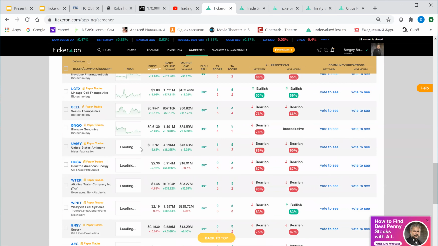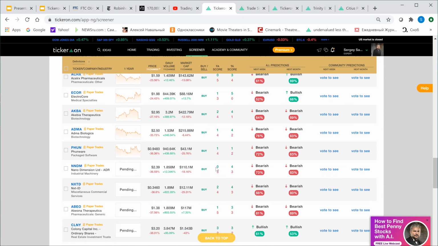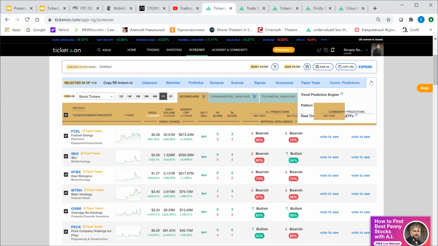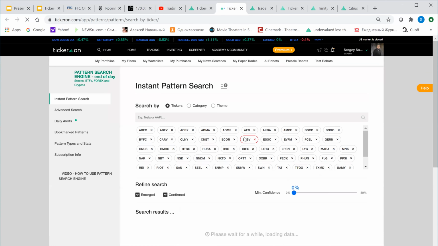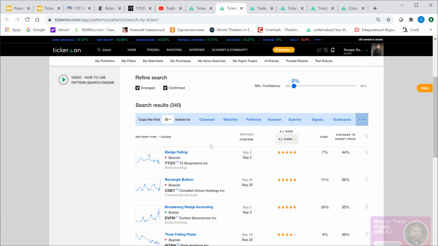So you see, that's a lot of action. Now I can load more. Okay, so now I have buy, and now I click here, and you see my blue bar becoming active, and I'm going to move it to the pattern search engine. Okay. And now I have these 100 stocks, and I'm going to put 300 here.